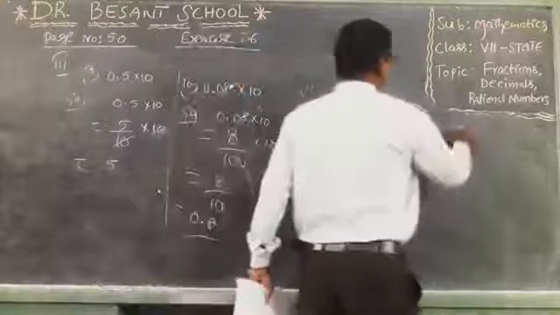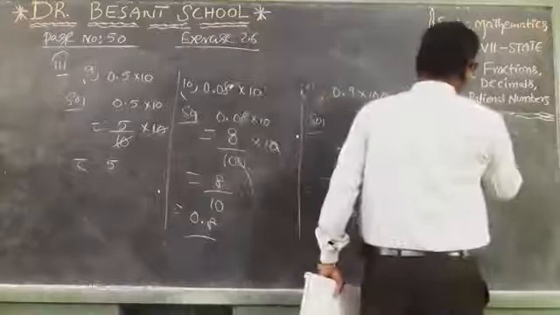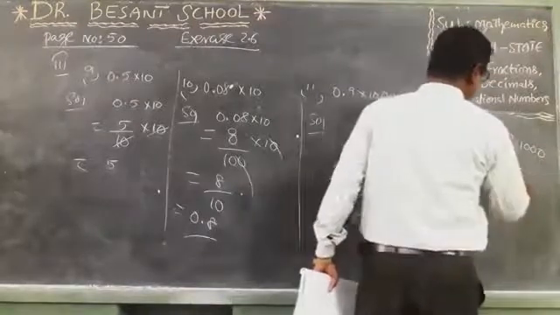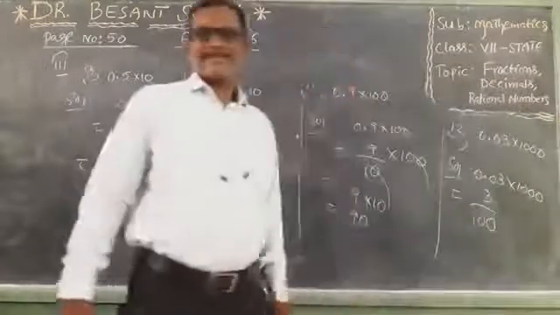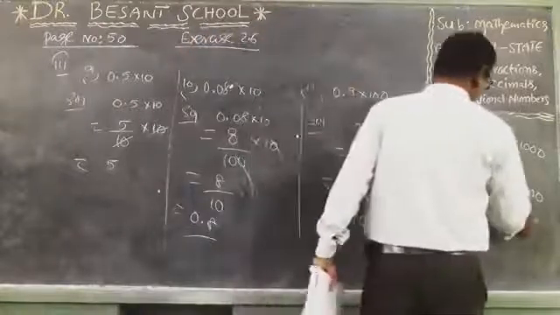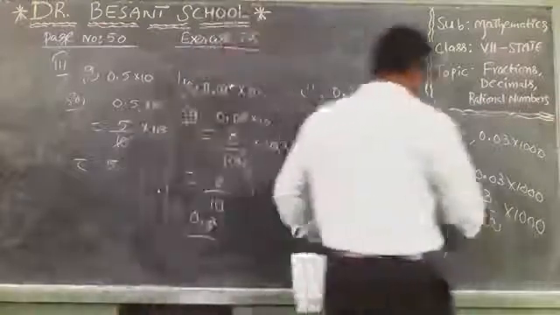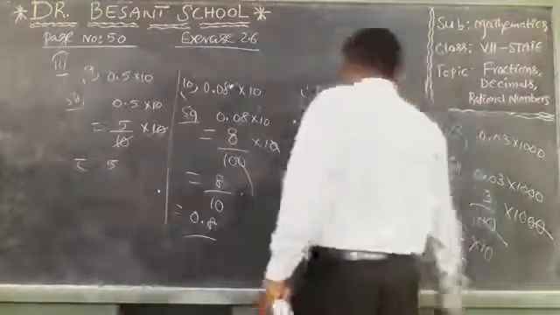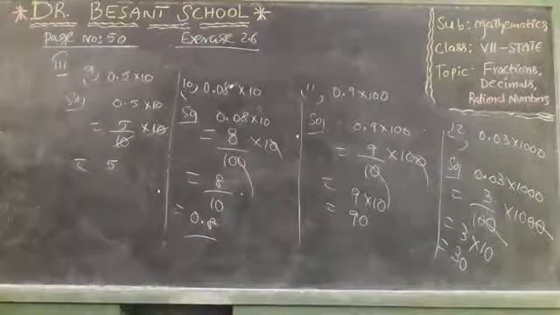Children, last one from this Roman, that is 12th one. 0.03 into 1000. Children, you see this is 0.03 into 1000. So 0.03 means 3 by 100. 3 by 100 into 1000. Why? Because point after 2 digits are there means 3 by 100 into 1000. 2 zeros cancel. 3 into 10 comes as 30. So these are the 12 problems from this Roman 3 from this exercise 2.6.